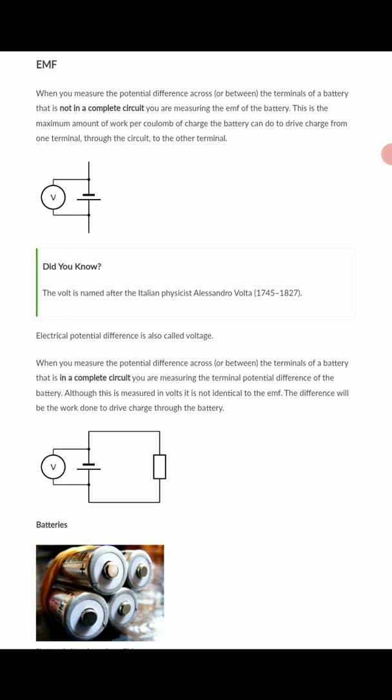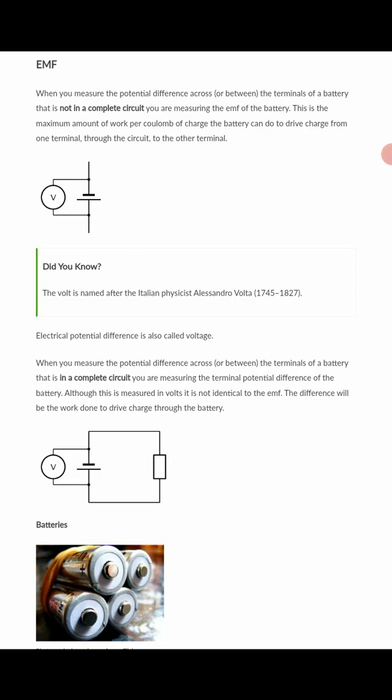is not in a complete circuit, you are measuring the EMF of the battery. That is why the simplest and clearest definition of an EMF is the potential difference between the terminals of a cell or battery when the cell is not delivering any current to the circuit. You understand the potential difference?